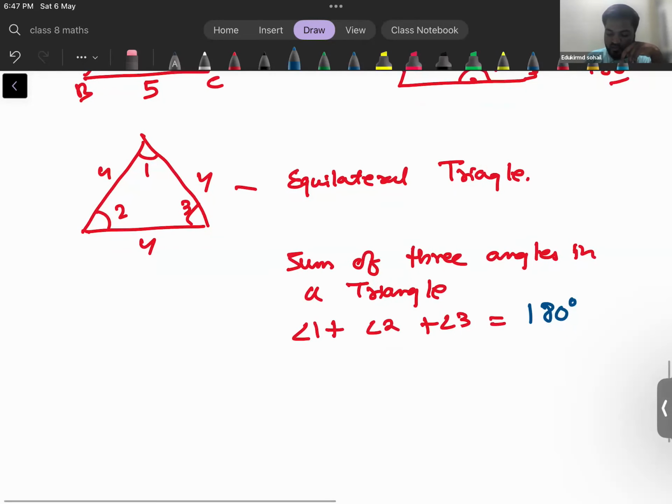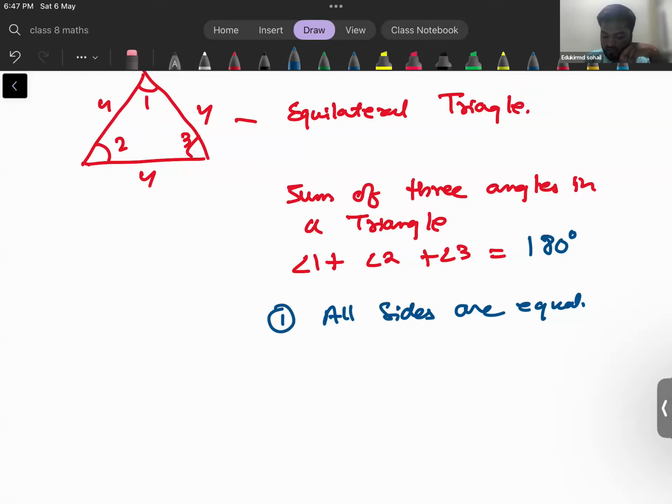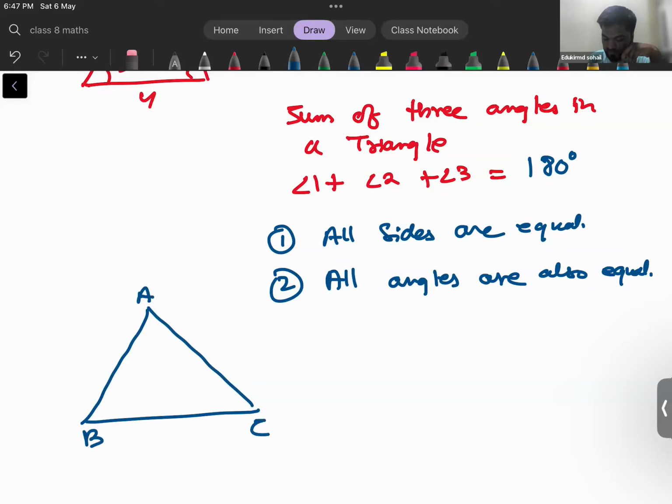Okay. So in an equilateral triangle, you will find two things to be equal. One, all sides are equal. And another property is that all angles are also equal. So let's draw an equilateral triangle. Let's say this is an equilateral triangle ABC, and its angles are angle 1, angle 2, and angle 3. As we know that all angles are equal here, angle 1 is equal to angle 2 equals angle 3. All the three angles of an equilateral triangle are equal.